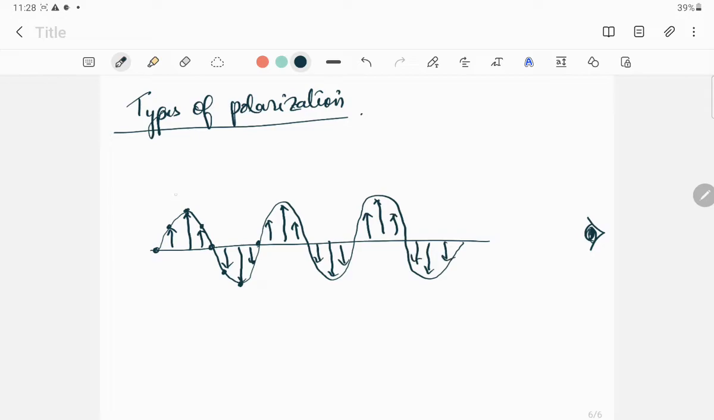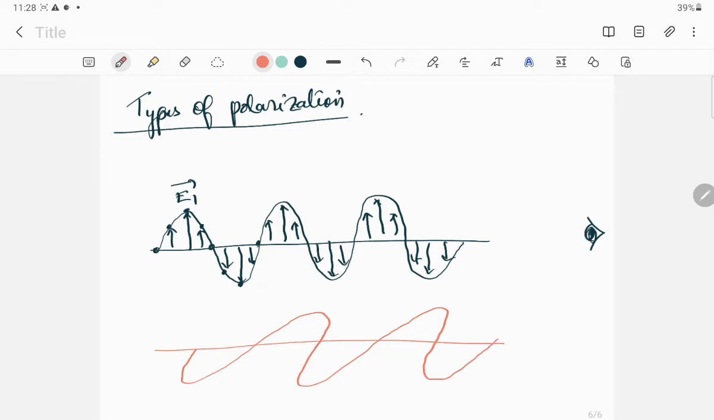Now let me name it as the E1 vector. Suppose you are receiving another light, and that light has another polarization, like this. Don't consider it as a magnetic field component. No, it is another light with another electric field vector. Let me name it as the E2 vector.